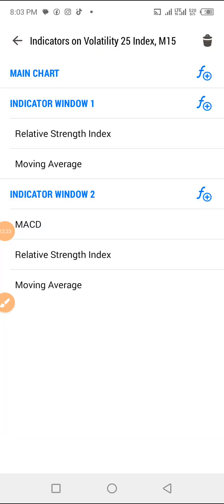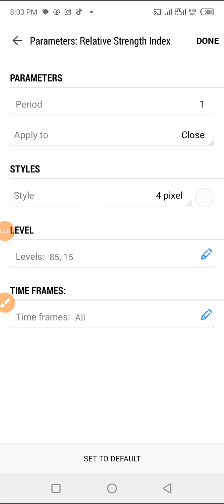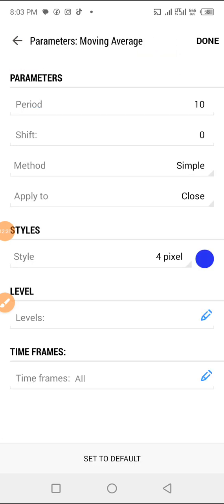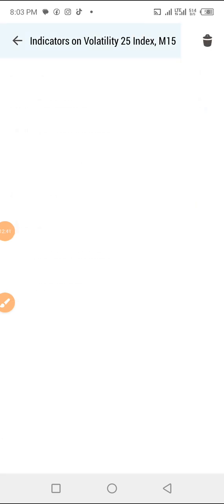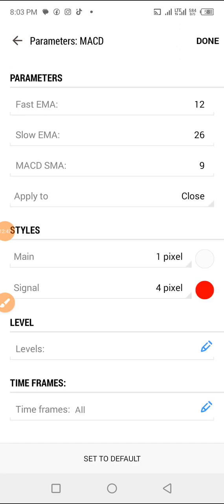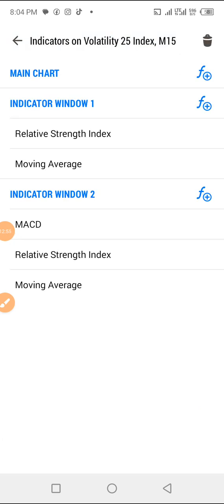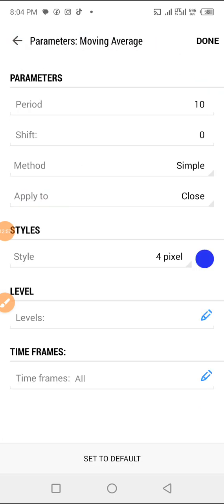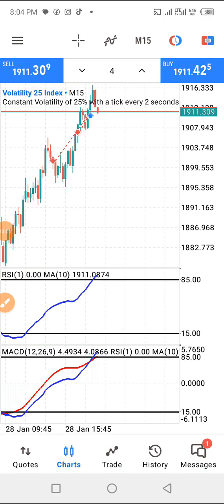Okay, here are the settings. Level 85.15, period 1, close. Style your background color. Then moving average 10, simple, close. You can use any color of your choice. Then on window 2, we have the MACD on the default settings. The main color will be your background color. Then signal color, you can use any color for that, red. Then lastly, the moving average also. So this is it, guys. This is the strategy.